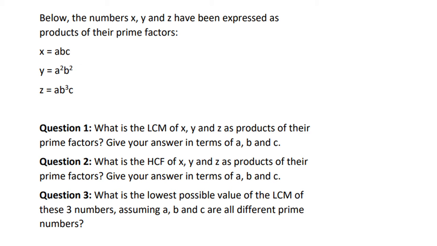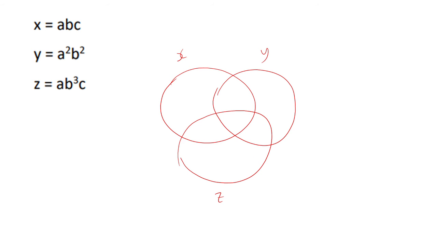So the first part of the question is we've got to find the LCM of x, y, and z. So the way I'll do that is to draw a Venn diagram. The first thing we do is figure out what goes in the middle, and what goes in the middle is the thing that's common to all three of the numbers. So in terms of a's, they all share an a, so I'll put an a in the middle. X just has an a, so we can take that off. Y has another a, so we'll put an a here, and Z has no extra a's, so that's fine.